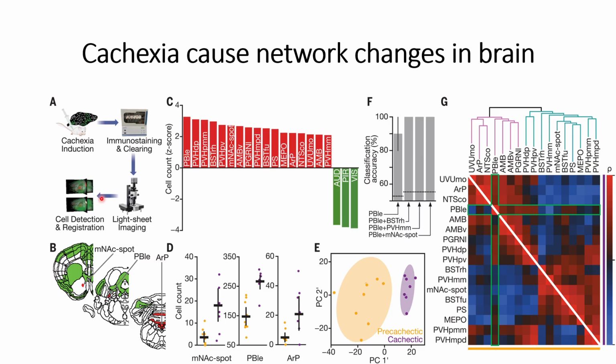When they quantified these things in the cells, how many cells have these activation signals, they are able to see that PBIE has the highest cell counts. And in terms of the downregulations, they see that AOD, PIR, VIS have the downregulated cells. And when they did the quantifications to find out whether this increase is statistically significant between the pre-Cachectic to Cachectic conditions, they are able to see that MNAC, PBIE and ARP, shown in figure B, have the statistically significant upregulations.